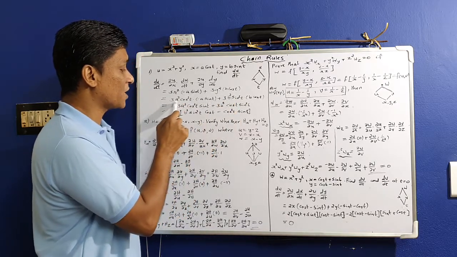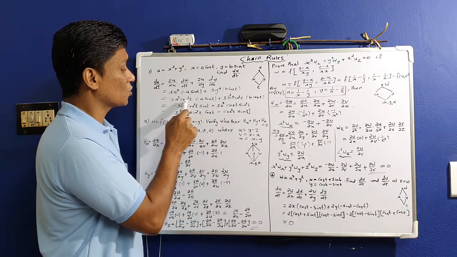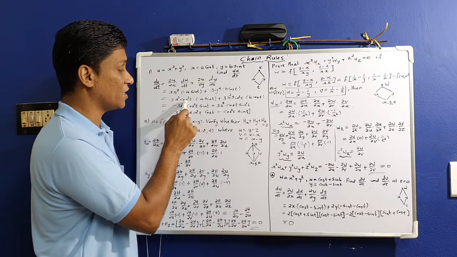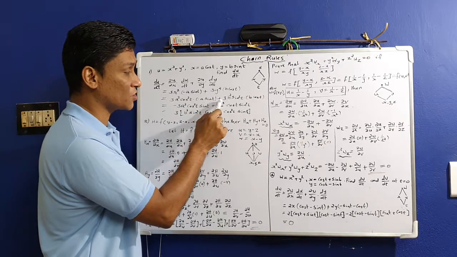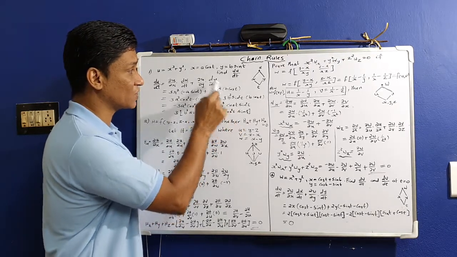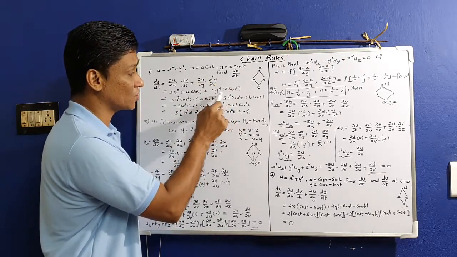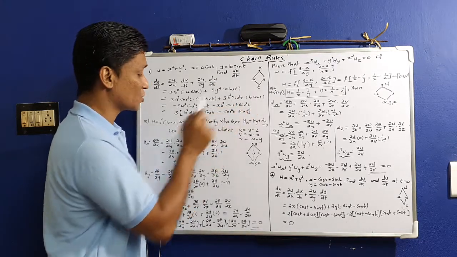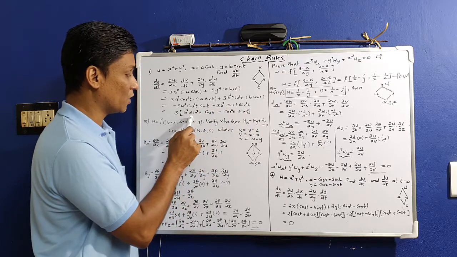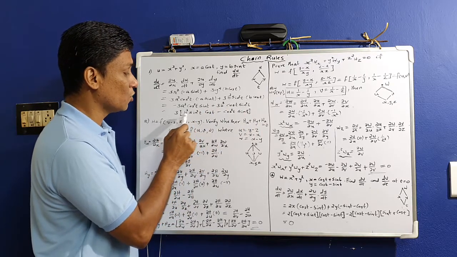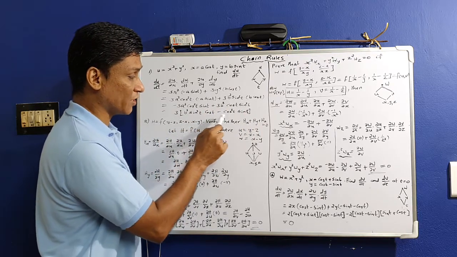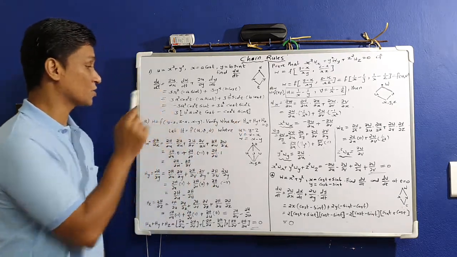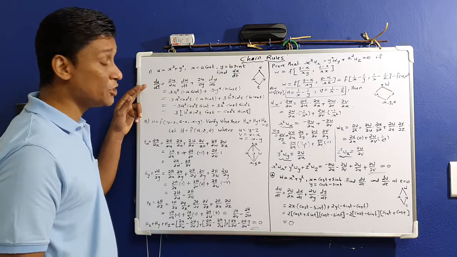Now this becomes 3a square cos square t, I am substituting for x, 3a square cos square t into minus a sin t plus 3b square sin square t. Y is b sin t, so this y square becomes 3b square sin square t into b cos t. On simplifying, you will get the answer as 3 into b cube sin square t cos t minus a cube cos square t sin t. So this is our du by dt.